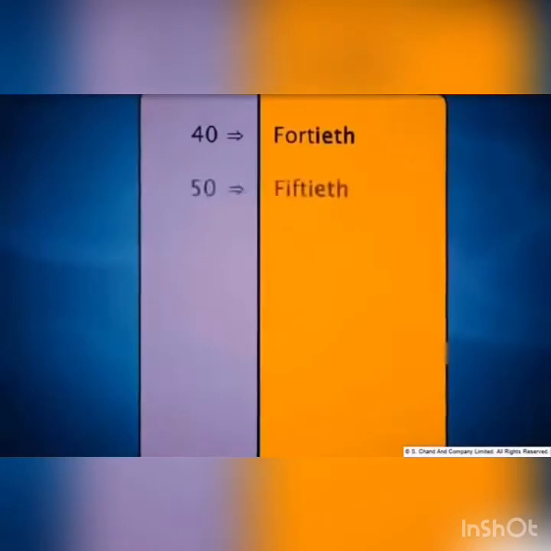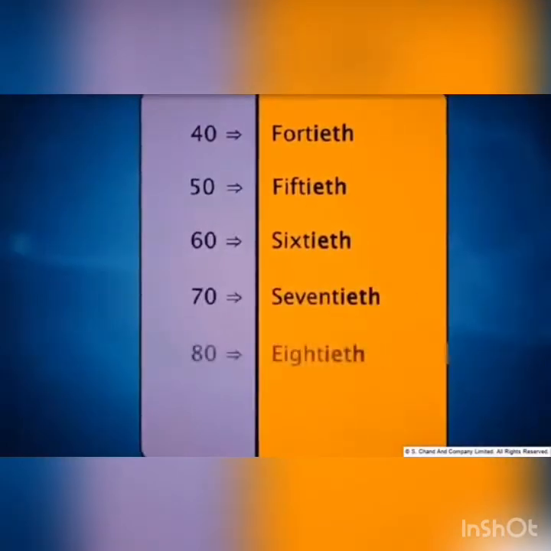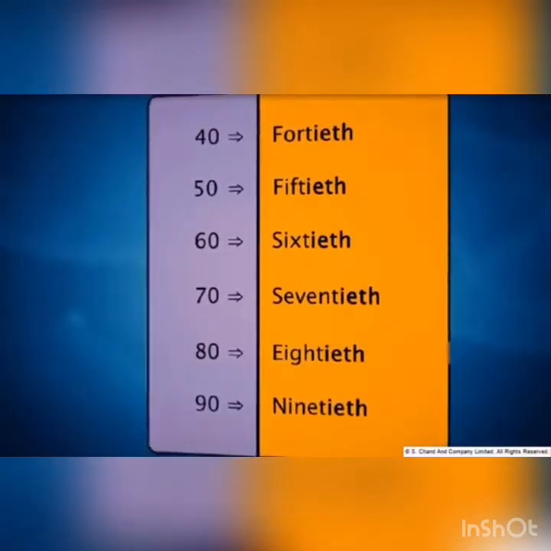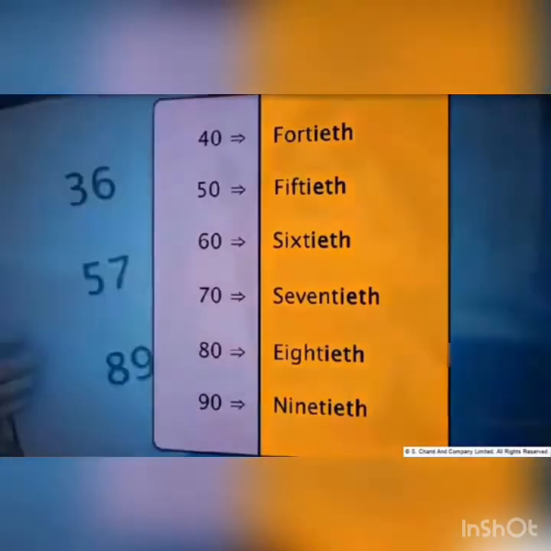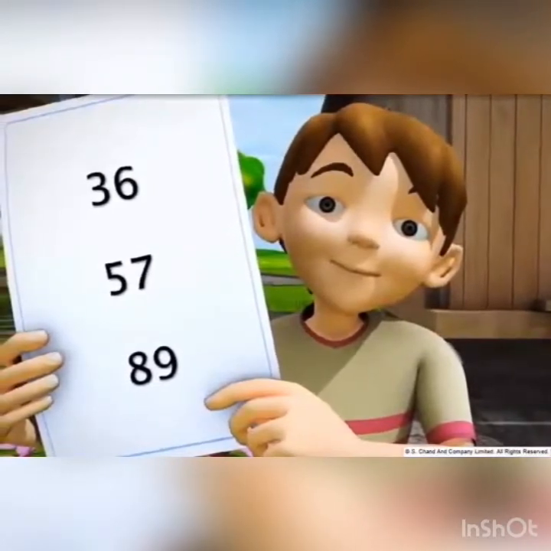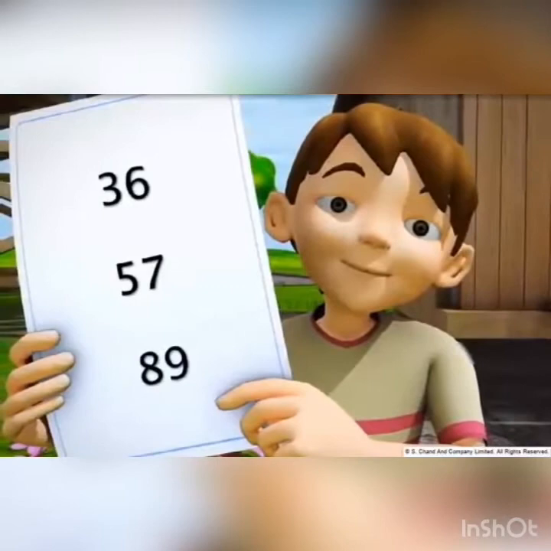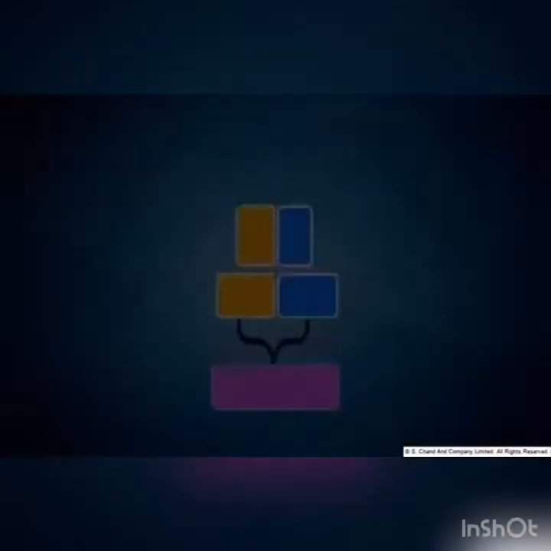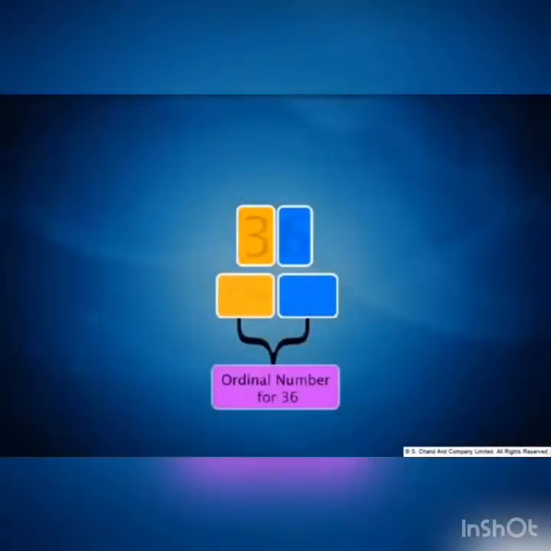Similarly, ordinal numbers for all two-digit numbers greater than 30 and having 0 at their ones place can be formed by replacing the letter y with the letters i, e, t, h. Now, Sam's list with ordinal numbers till 30 is complete. Let's observe the ordinal numbers of some more numbers. Can you guess their ordinal numbers? The ordinal number for 36 is 36th. The ordinal number for 57 is 57th. The ordinal number for 89 is 89th. It's time for more practice.